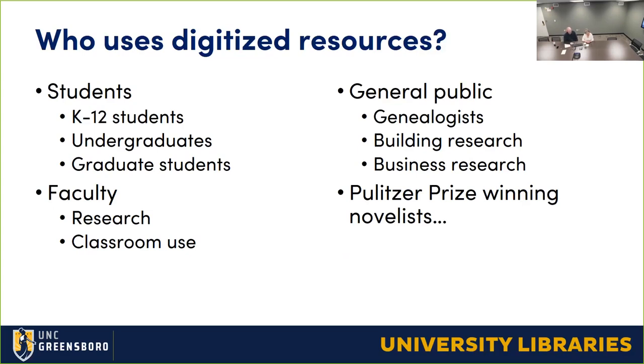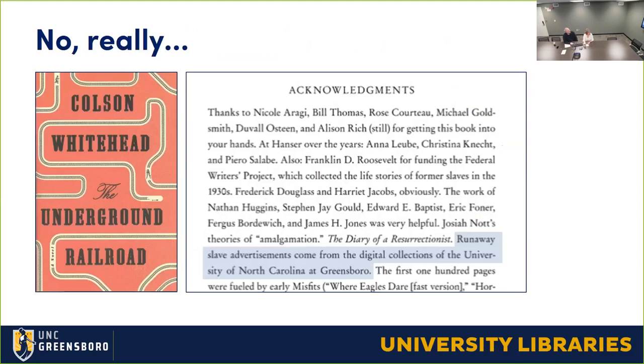And among our user base is also the odd, occasional Pulitzer Prize-winning novelist here and there. I mean that, really. If you're familiar with this book, The Underground Railroad by Colson Whitehead, which won the Pulitzer Prize last year, you'll notice in the acknowledgments that he used one of our digital collections in the writing of the book. We were kind of proud about that, so much so that we actually managed to get him here on campus at UNCG to speak.